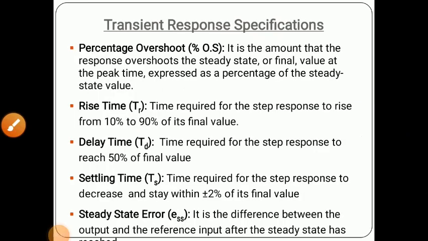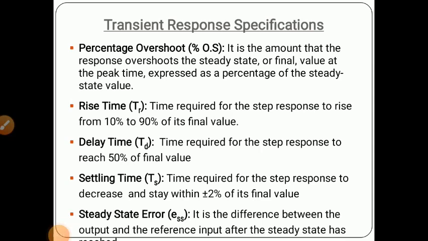The definitions are also shown here. The first definition is percentage overshoot. It is the amount that the response overshoots the steady state or final value at the peak time, expressed as a percentage of the steady state value. This is called percentage overshoot.